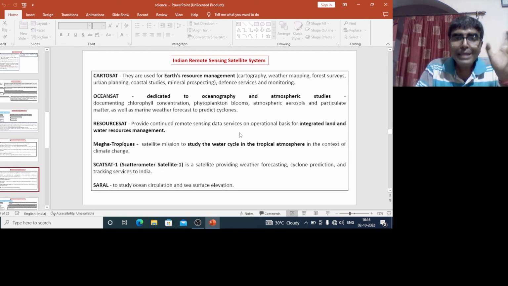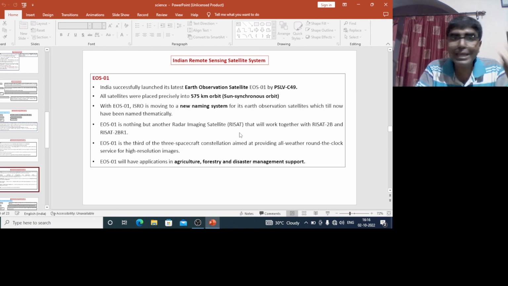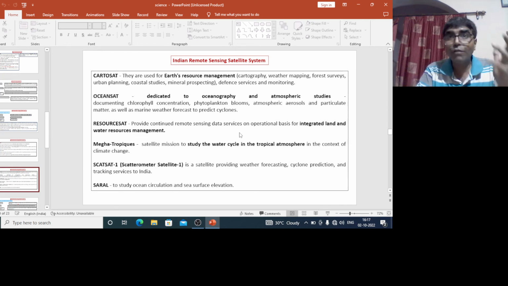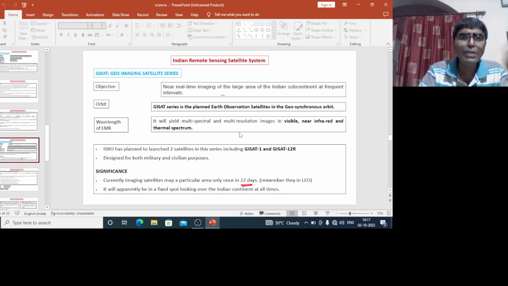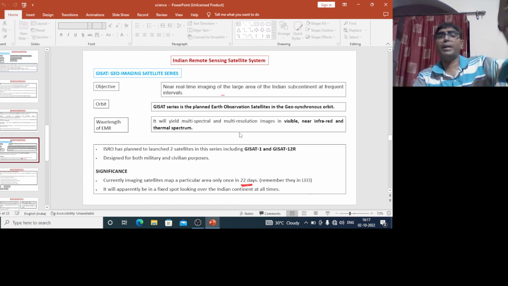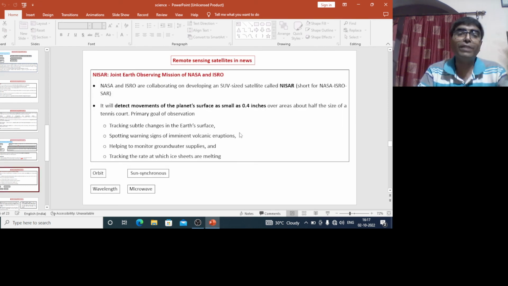There are different remote sensing satellites, like EOS-01. These remote sensing satellites are generally for observations. Cartosat, OceanSat: one for ocean study, one for marine study. For different regions, these are being used. This is also GSAT, another one which remains in geosynchronous orbit. In these different orbits, we are monitoring or navigating things.